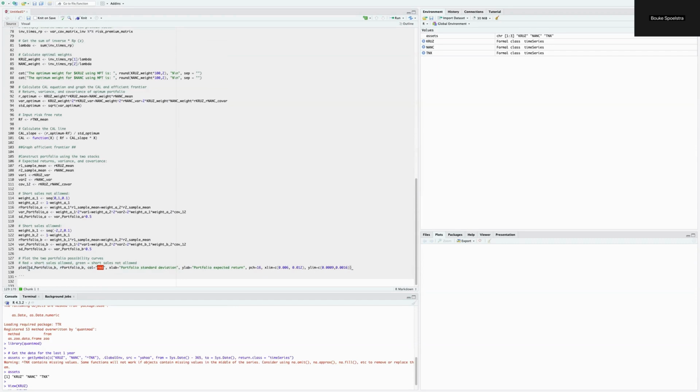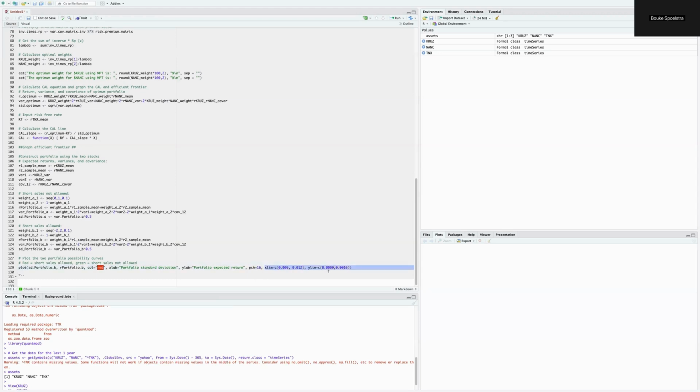Okay, so I just wrote the code for the plot. This would be the standard deviation of portfolio B in the X part of that, and the return of portfolio B in the Y argument. So the color would be red for this one because short sales are allowed. We're going to label the x-axis portfolio standard deviation, the y expected returns. PCH equals 16 is just specifying a specific type of the graph.